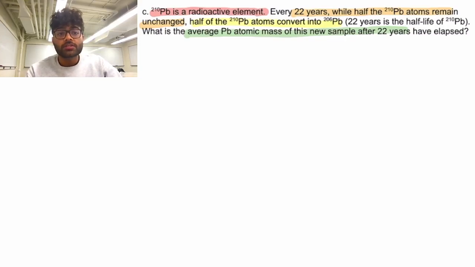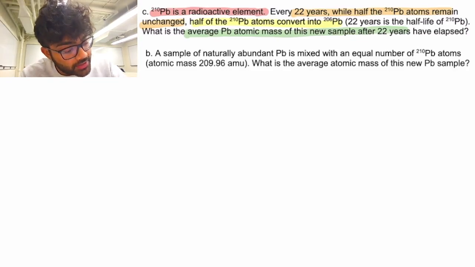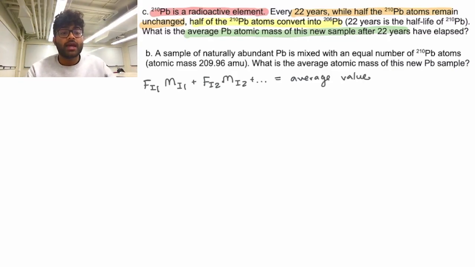All right, so we start with the information from Part B, so let's pull in Part B. Recall that Angela taught us that to solve these, we take the fraction of isotope 1 times the mass of isotope 1 plus the fraction of isotope 2 times the mass of isotope 2, and so on, and when we add it all up, we get the average value of atomic mass. So let's pull in Angela's work that she used to solve this problem.